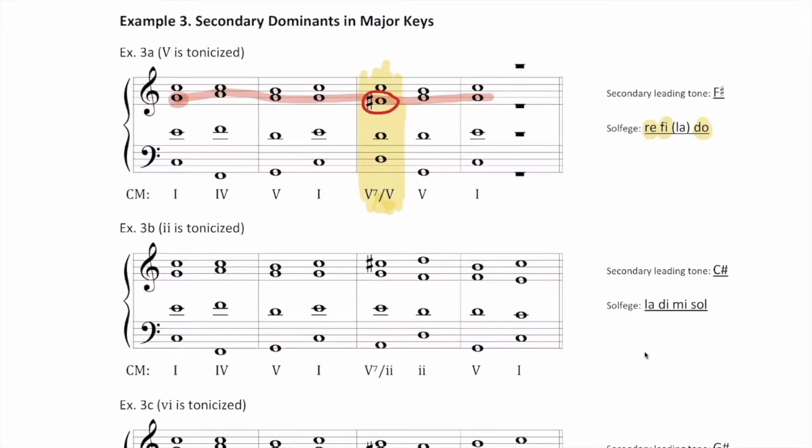Now take a look at example 3b. This one tonicizes the 2 chord. The root of this chord is A, which is solfege la. The chromatic note is the 3rd of the chord, D, which is also the secondary leading tone. Notice this is in the soprano part and is spelled in this case as C sharp. The tenor part has the 5th of the chord, which the solfege is mi, and then you will find the chordal 7th sol in the alto part.